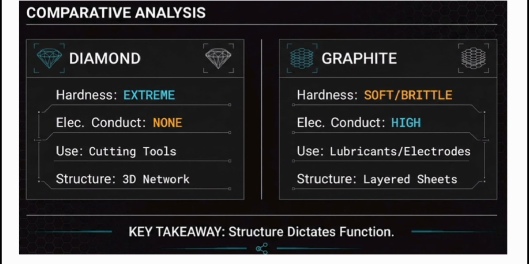As simply as possible: diamond is hard because its atoms are locked into that super rigid 3D lattice. It's perfect for cutting tools. Graphite is soft because its atoms are arranged in layers that can just slide around. It's perfect as a lubricant. It's the same atoms, but they have opposite properties, all because of their structure.